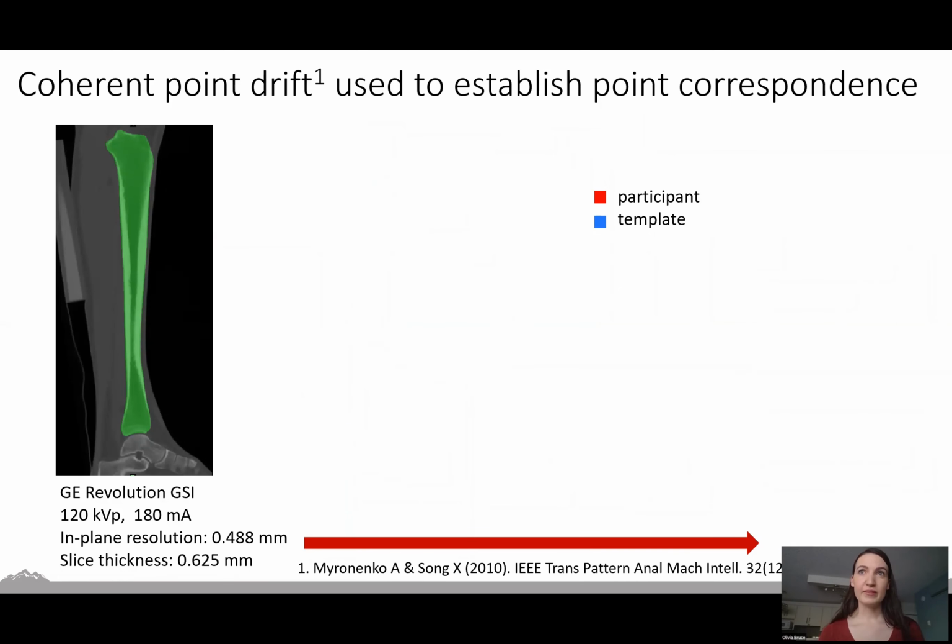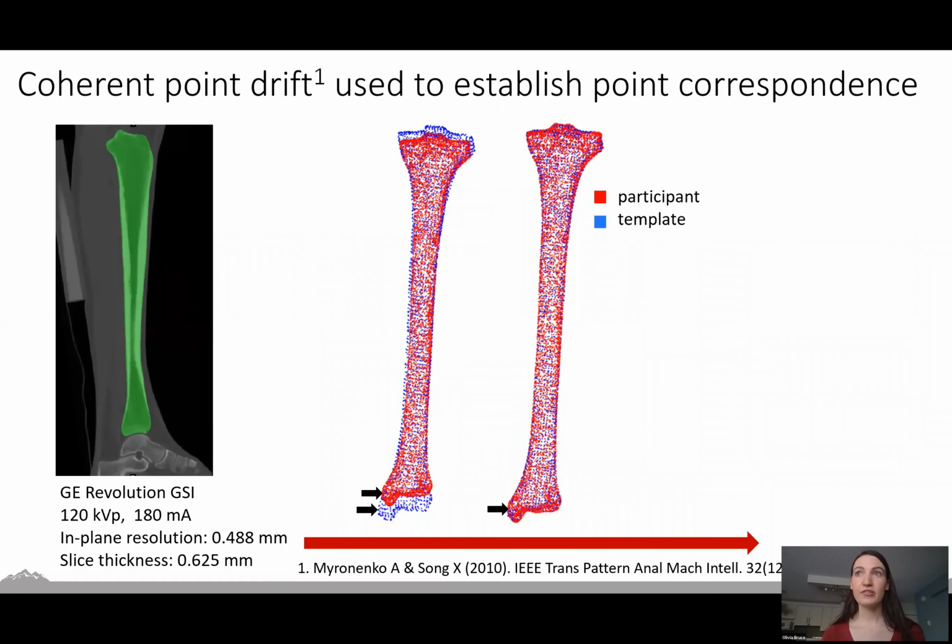So again, I started with CT data. I segmented out the tibia and fibula, and surfaces were created and exported to MATLAB. I selected one participant as the template to which all others were registered. So the first step in the registration was that I used a coherent point drift algorithm. And what this algorithm does is it translates, rotates, scales, and then locally deforms the point sets of the participant to match the template. And from there, I could identify corresponding points between the participant's surface and the template surface.